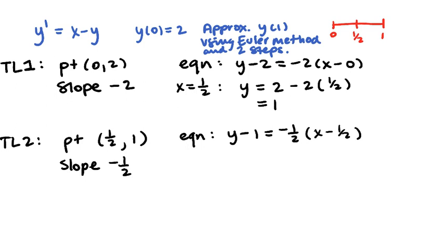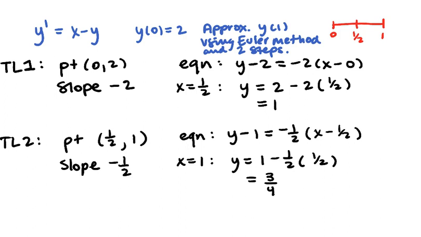Now I'm ready to plug in x equals 1 because this is my second step, so I'm approximating the value of y where x equals 1. And y is going to equal 1 minus 1/2 of 1 minus 1/2, which is 1/2. Okay, so 1 minus 1/4 is 3/4.